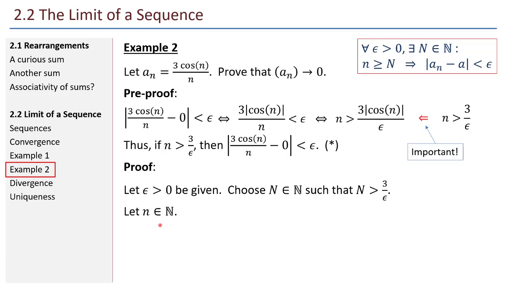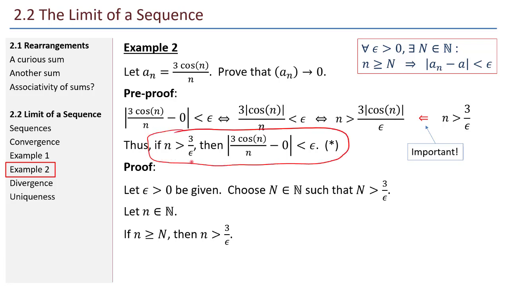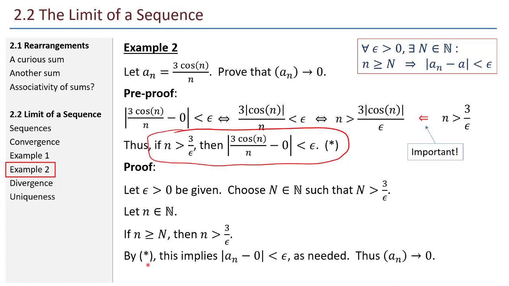Let n be a natural number. If n is greater than or equal to big N, then n is greater than 3 over epsilon. That comes from the fact right over there. But now I can use the star statement, because I know something about n greater than 3 over epsilon. By star, this implies that the nth term of my sequence is within epsilon of 0, as needed. Thus, that sequence converges to 0.